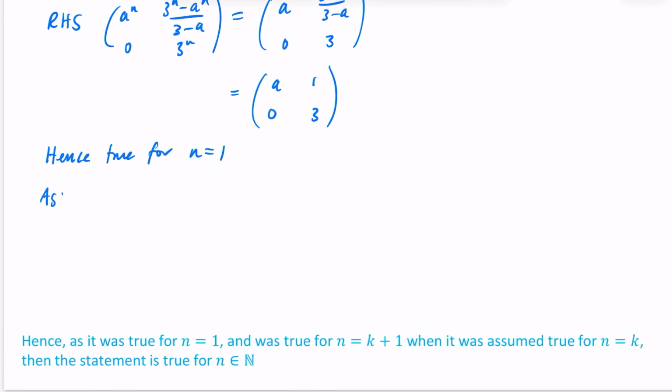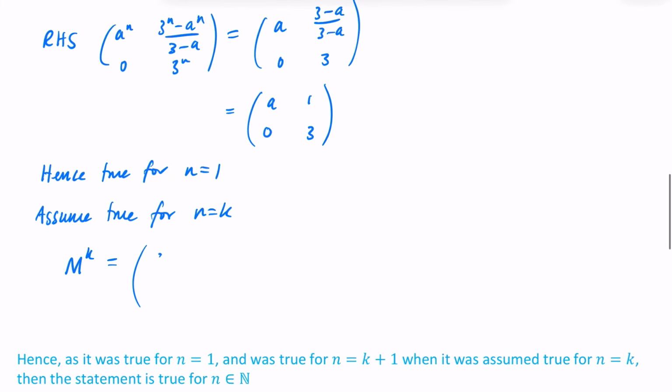Now we will do the assumption step. Let's assume that it's true for n equals k. In other words, M to the power of k is going to be equal to A to the power of k, 3 to the power of k minus A to the power of k over 3 minus A, 0 and 3 to the power of k.